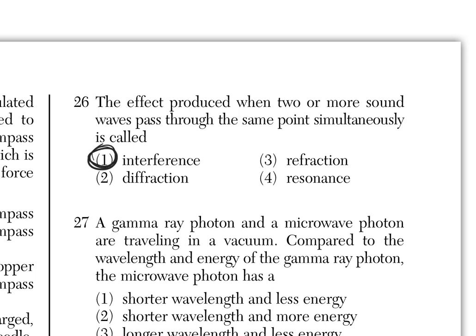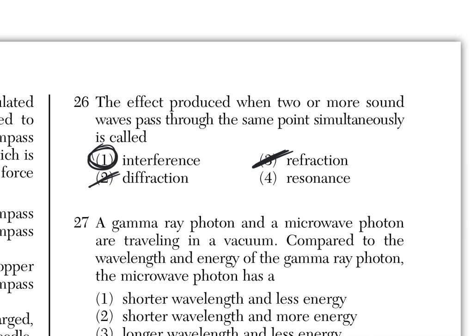Diffraction is when you go through a barrier, and the wave wraps around and changes direction. Refraction is when a wave goes from one medium into another medium at an angle, and if its speed changes, then its direction changes. And then resonance is when you have two objects that vibrate at the same frequency. If one object hits the other object at its natural frequency, it'll not just vibrate, but the amplitude of that vibration will increase.